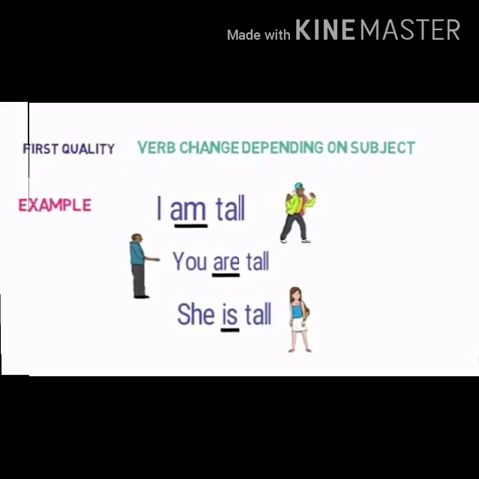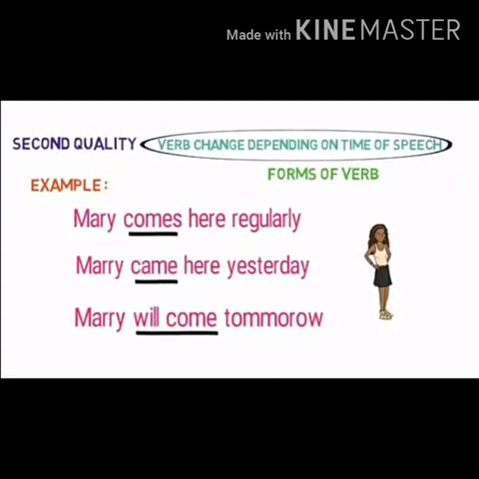Now, let's move on to the second one. Verb changes depending on time of speech. Now, let's study this in detail. It means whether we are talking about past moment, present moment or future moment, the verb changes accordingly. Now, let's see with an example.